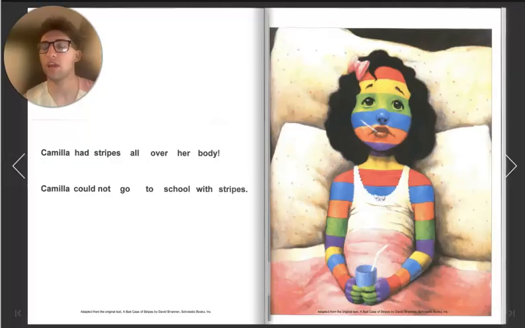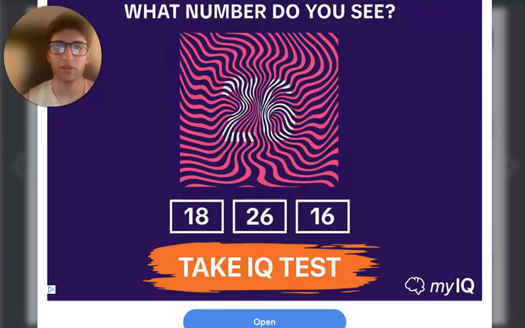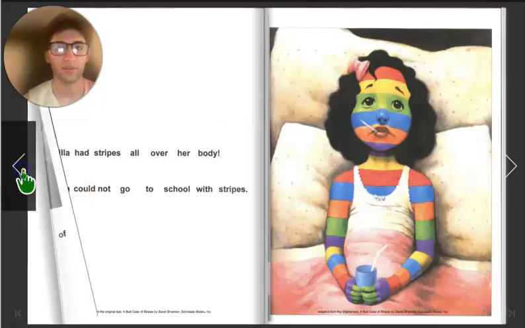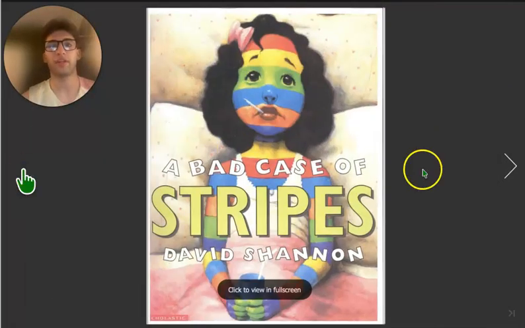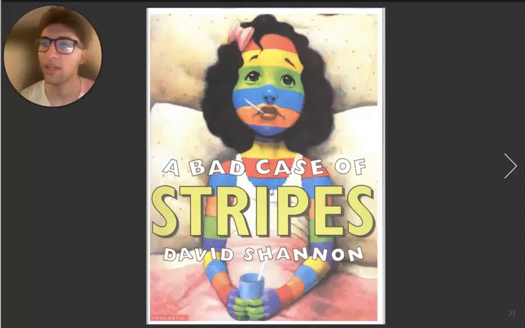I want you to look at the cover, and I'm showing my screen right now. What do you notice? The girl has colorful stripes all over her. That doesn't happen in real life. As we read, pay attention to the illustrations. They give us clues about how Camila is feeling.